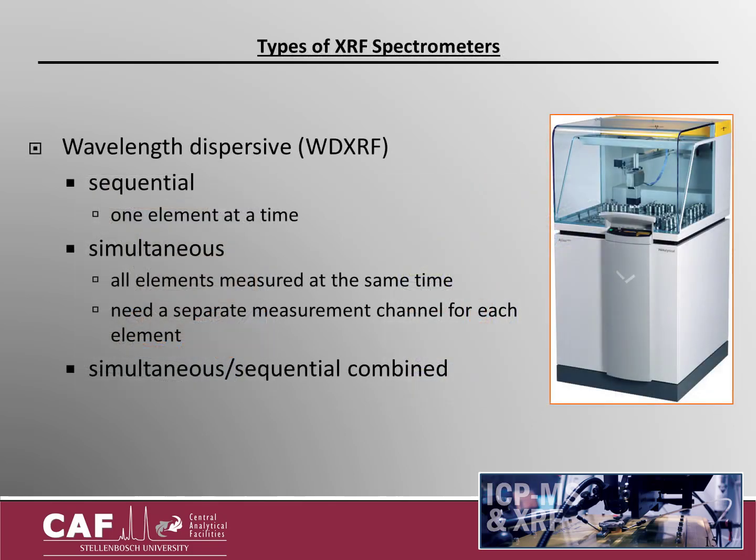The wavelength dispersive instrument may be either sequential, simultaneous, or a combination of both. The sequential instrument measures one element at a time, whereas the simultaneous instrument can measure all elements at the same time. For this, a separate measurement channel is required for each element. At our SAF laboratory, we have a sequential wavelength dispersive XRF. So let's take a more detailed look at the different components of this instrument.